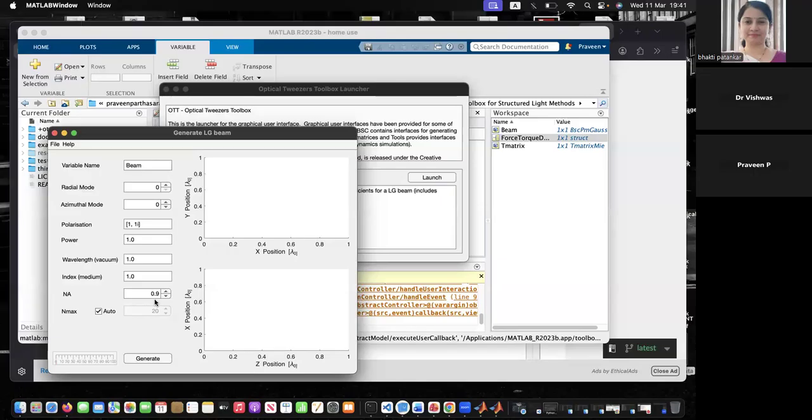You can also Google optical tweezer toolbox manual. There's an entire website. They've made a nice website for this. You can bring up that manual, look into it, and play around with this.